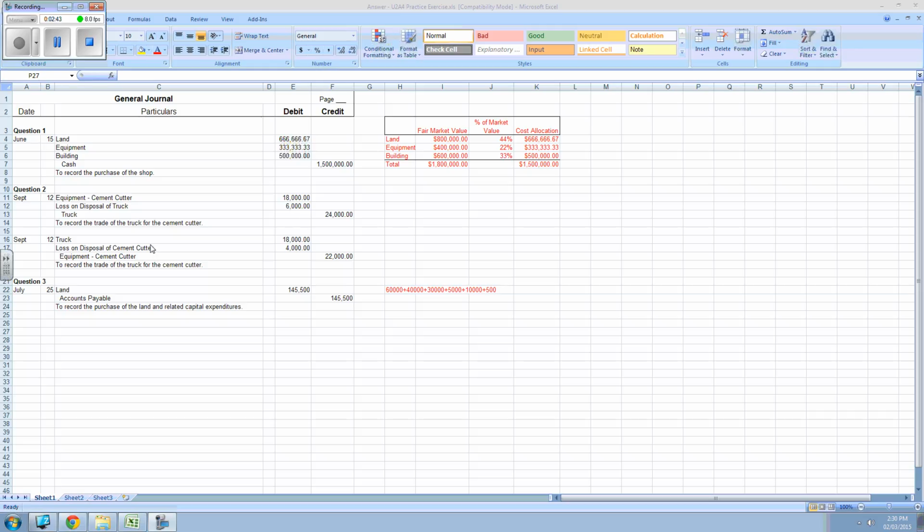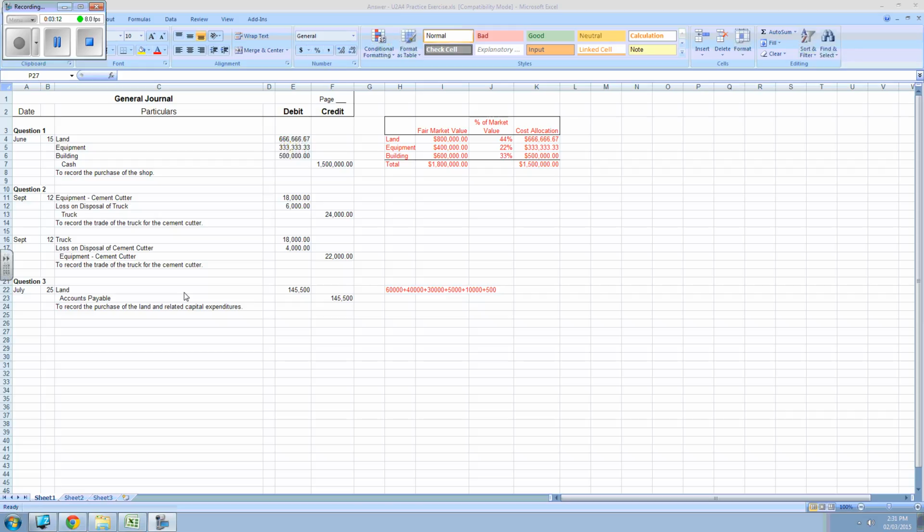In the books of Chi Brothers, they traded the cement cutter for the truck. Well, the original historical cost of the cement cutter was $22,000. The truck fair market value is $18,000, so they lost $4,000 on that disposal. So they have to take the equipment out at the amount they had it on their books at, record the new value of the truck, and record the loss.